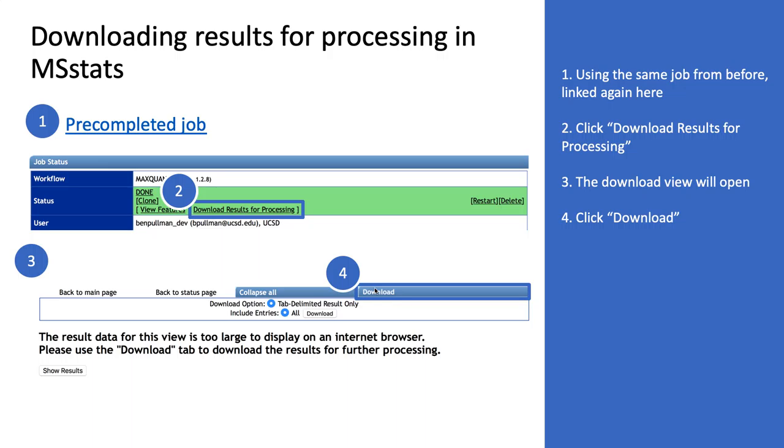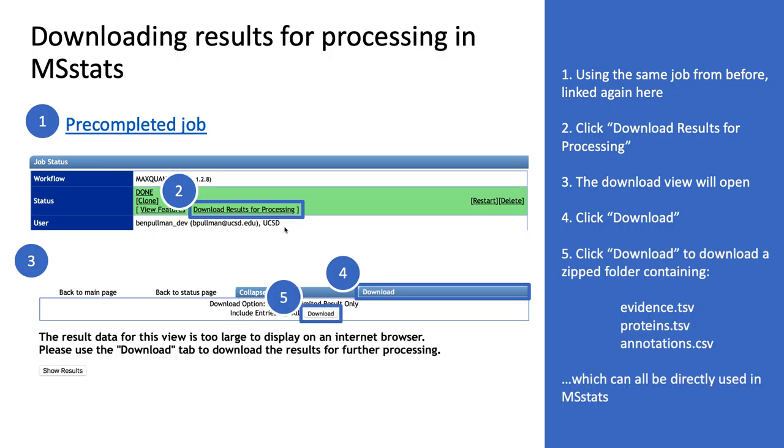Let's try that. Hopefully everyone can get it. Alrighty, so we have those. And what you'll see is that inside of those, you have these three files: evidence.tsv, proteins.tsv, and the annotations, which can all be directly used with MSStats. This would be pretty much for any MaxQuant analysis that you want to run on any dataset or on your own private data. It would generate these three files that you can then use as input to MSStats. It just runs automatically for you and gives you these files.